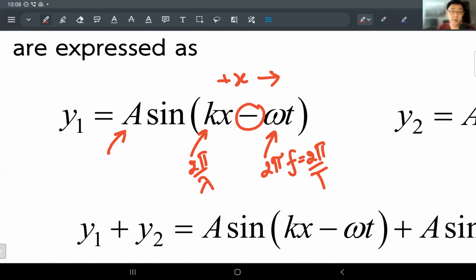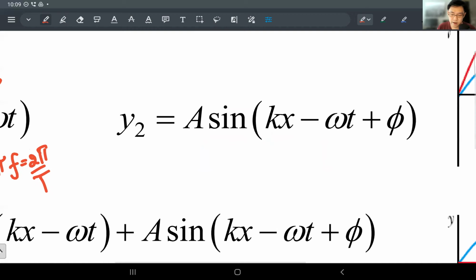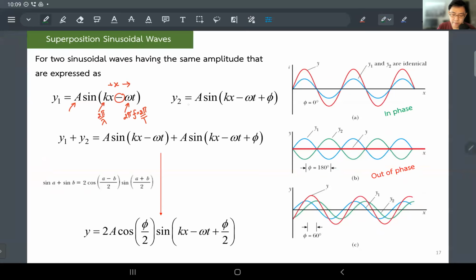Now we need another wave because we're going to get a combination of two waves. So let's introduce the second wave over here. What you have here is the same amplitude, same wavelength, same frequency, and same direction of movement, positive x direction. So you have exactly the same type of wave, except now you get an extra phi, which you remember is just a phase constant. It's like taking the original wave and sliding it left and right, depending on the value of phi. Does that sound good?